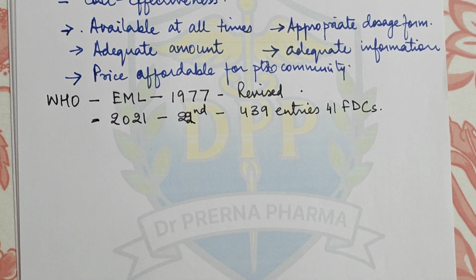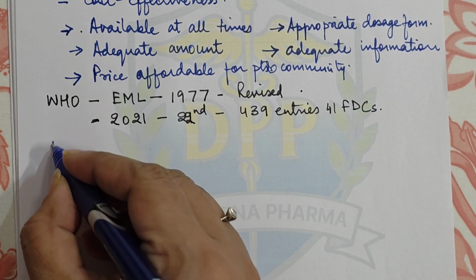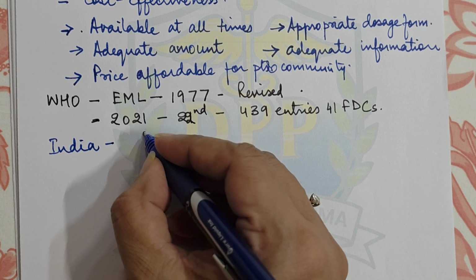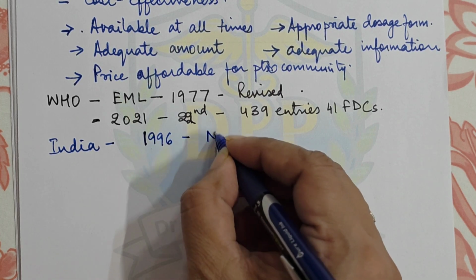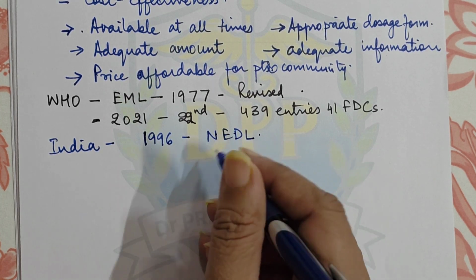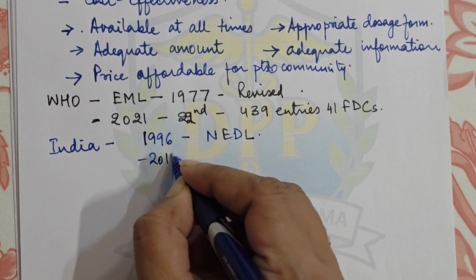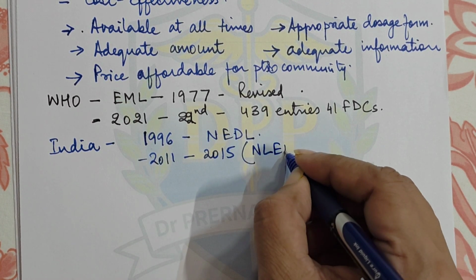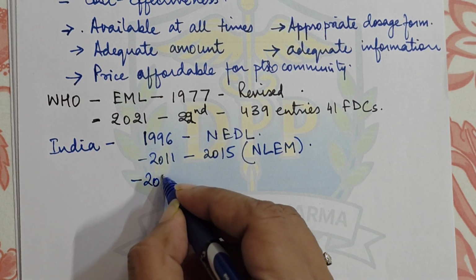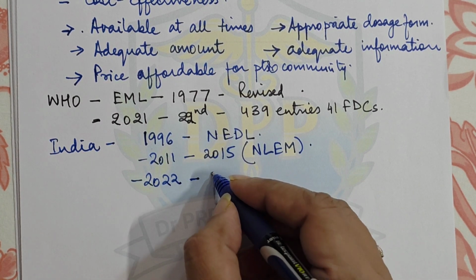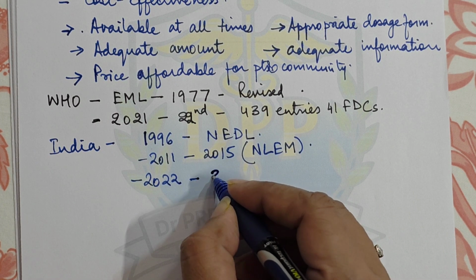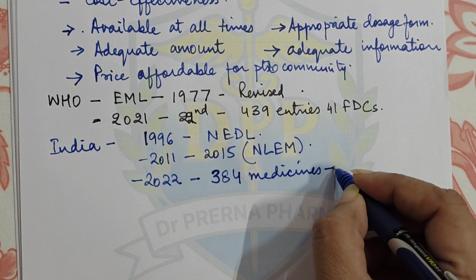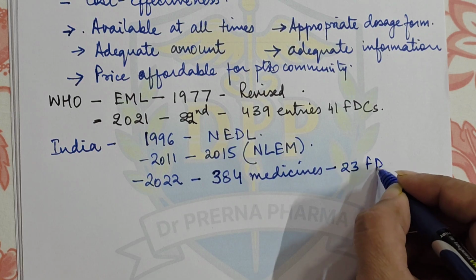This is WHO. What about India? India has released its own essential medicine list, and it was first released in 1996. It was called the National Essential Drug List. It was revised in 2011, then in 2015, and at that time it was called the National List of Essential Medicines. And the latest one was brought out in 2022. This latest 2022 list has 384 medicines or entries, which includes 23 FDCs, right?